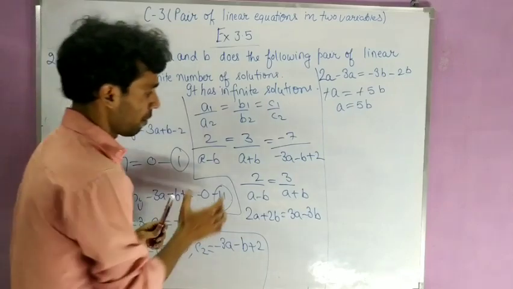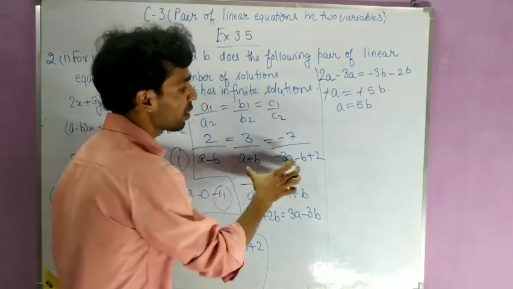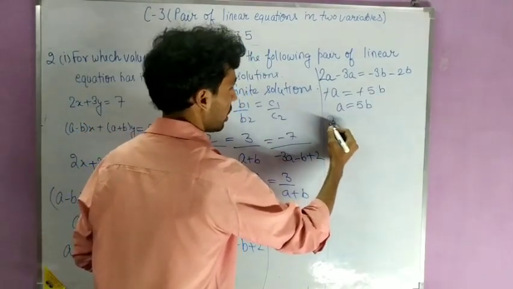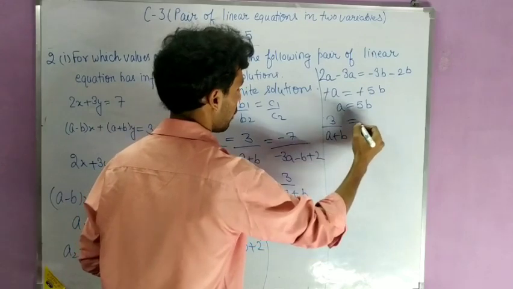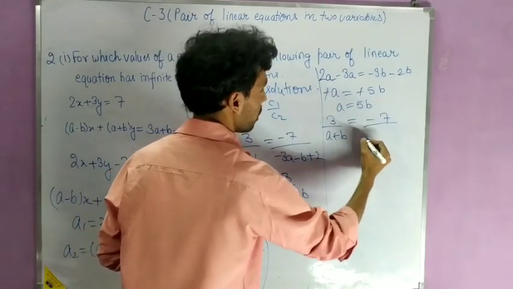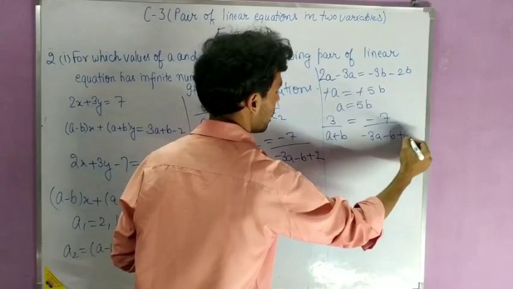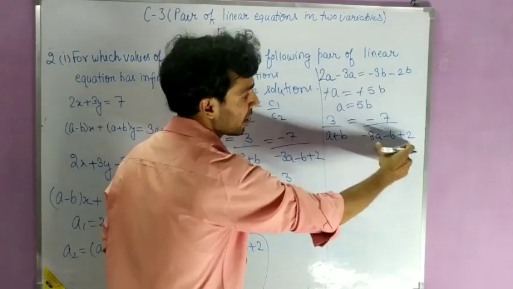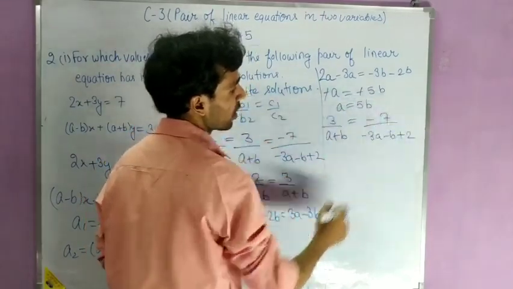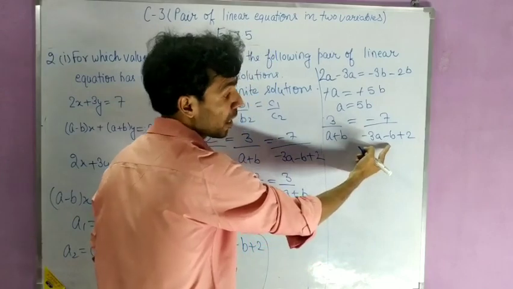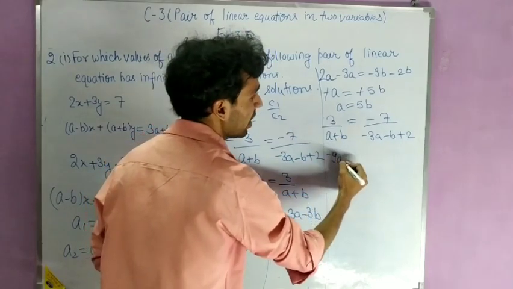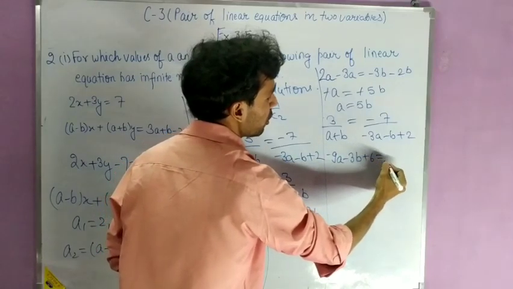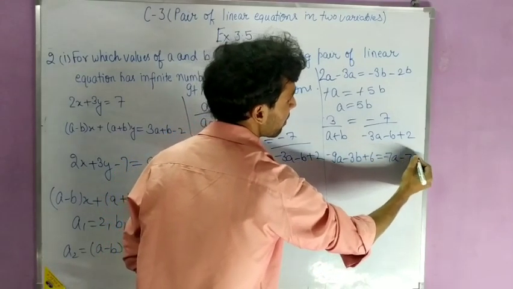Now firstly we have equated these two, now we will equate the other two. So when you equate these two, you will get 3 upon a plus b equal to minus 7 upon minus 3a minus b plus 2. Now cross multiply it. When you cross multiply it, this will multiply to this side and this will multiply to this side. So what you will get is minus 9a minus 3b plus 6 equal to 7 minus 7a minus 7b.